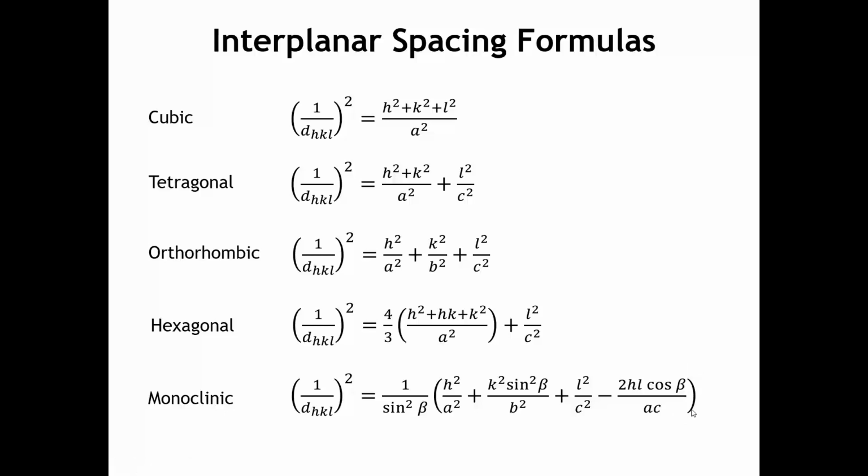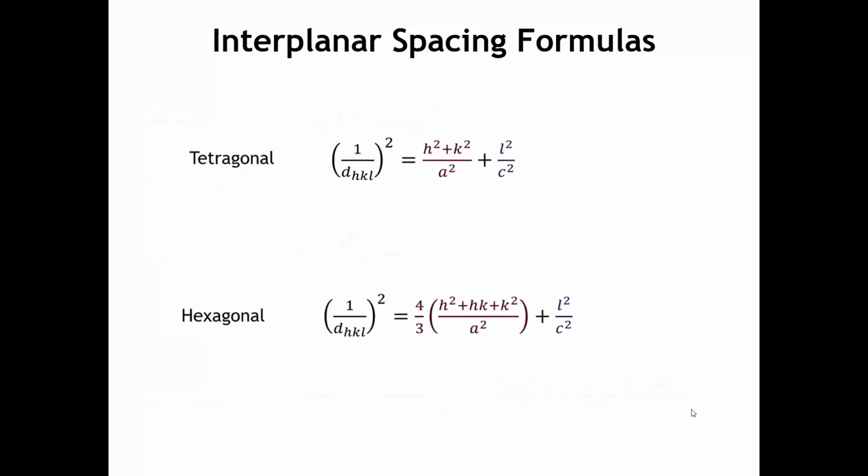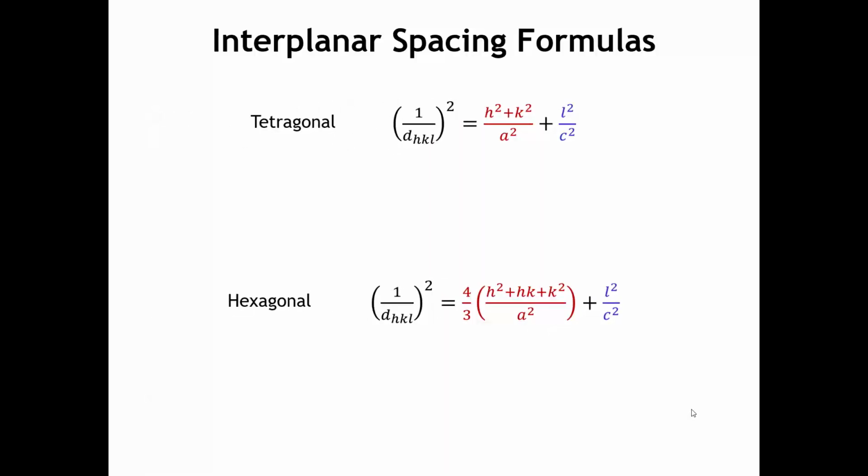Let's just focus on the ones which have two variables, the tetragonal and the hexagonal systems. When we look at these formulas, we see that in each case there are two terms. There's this term, h squared plus k squared over a squared. That's going to depend on the value of our a lattice parameter. And then we have another term, and that's going to depend on the value of our c lattice parameter. So that means we could divide those numbers by two different factors.